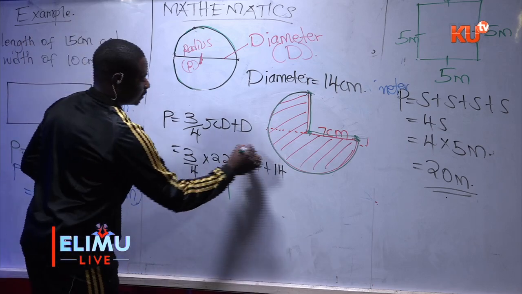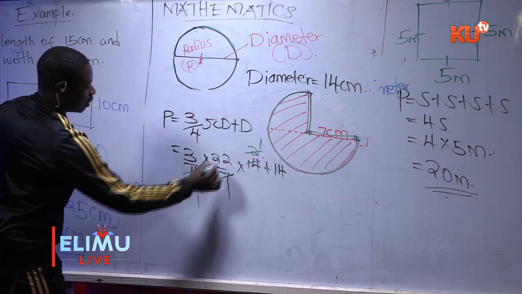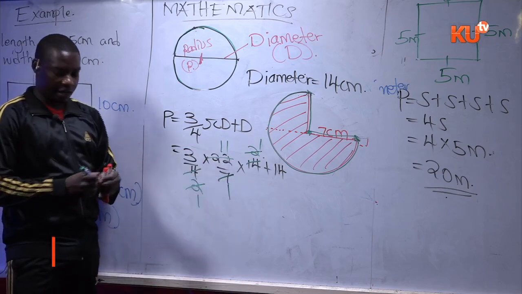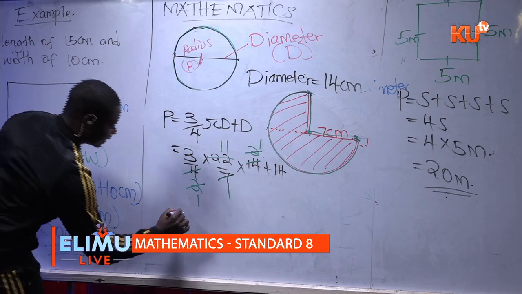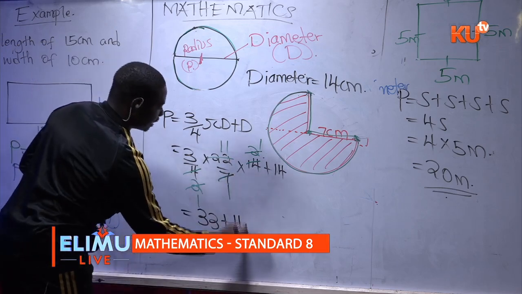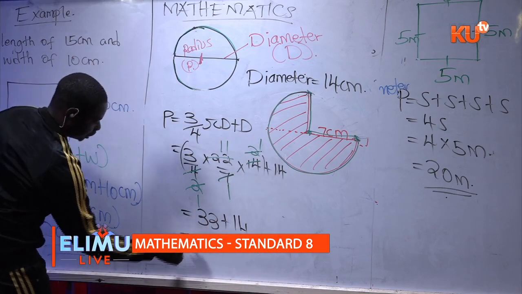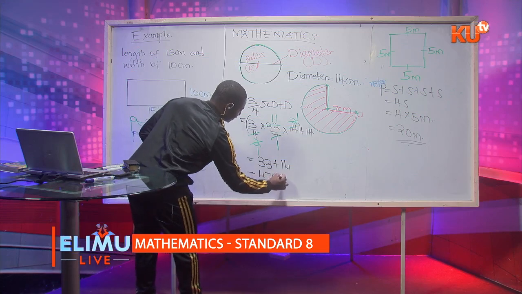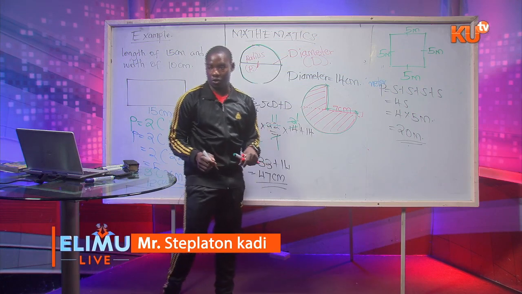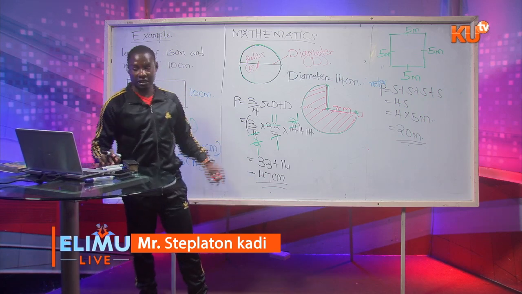7 times 1 over 7 times 2 times 1 over 2 times 2 times 1 over 2, that is 11. So 3 times 11, we have our answer as 33, plus 14, which was originally there. So we can have those brackets. So 33 plus 14, that is 47 centimeters. So you can see that for 3/4 of a circle, the perimeter is higher at 47.